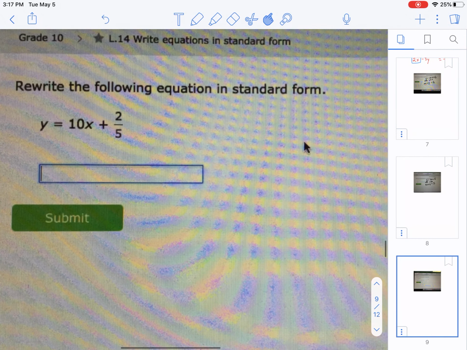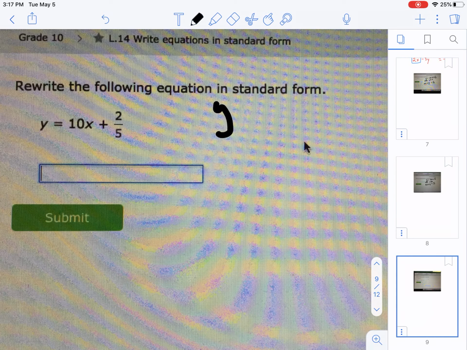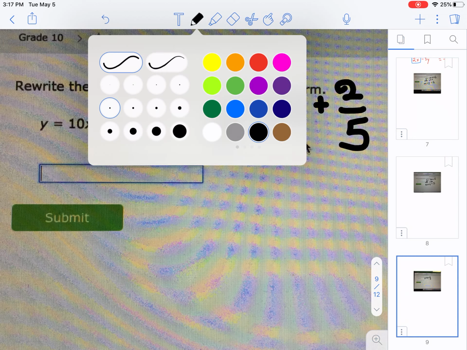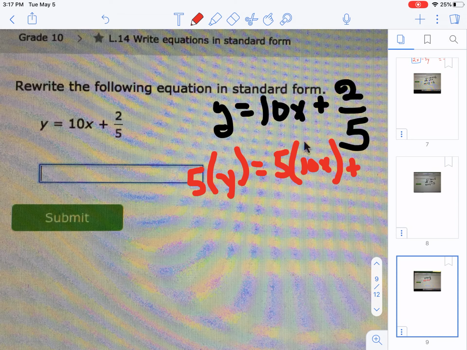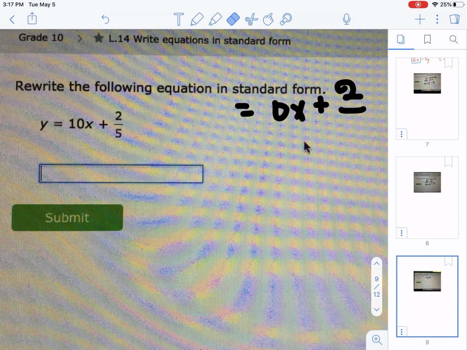This example has a fraction in it, so we can practice getting rid of fractions. So we have y equals 10x plus 2/5. The way we get rid of the denominator, that's a 5, is to multiply everything by 5. I'm going to run out of room, sorry. I'll move everything to the left here. We'll start again.